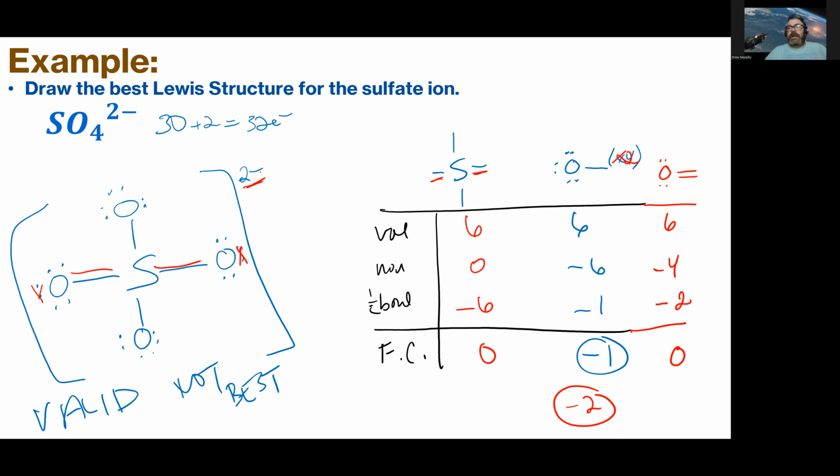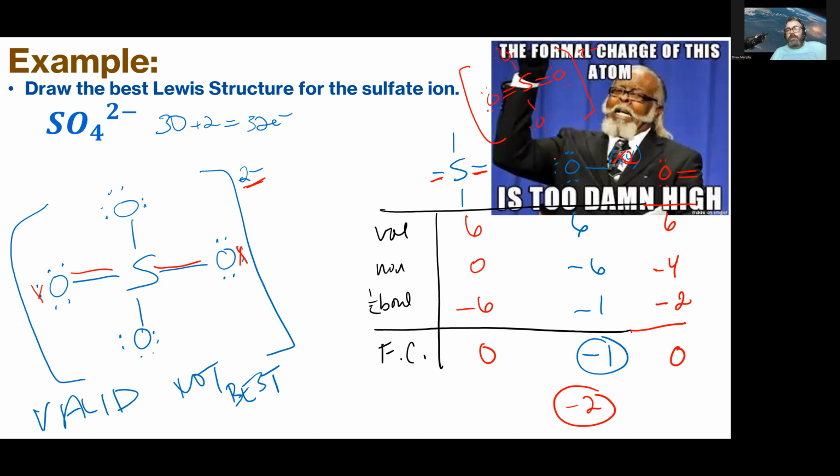So really the best Lewis structure for sulfate has 2 doubles and 2 singles. They don't have to be in the orientation that I'm drawing them. They just have to be 2 doubles and 2 singles. And I'm sorry if this got stupid. Okay, it's late. There we go. And brackets and charge.